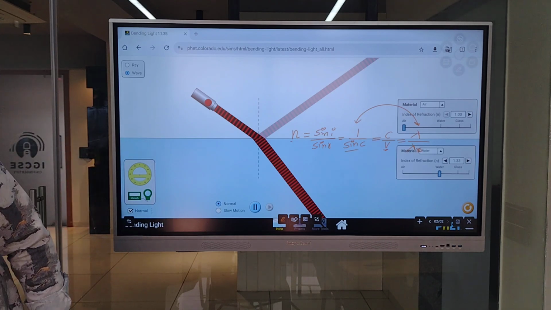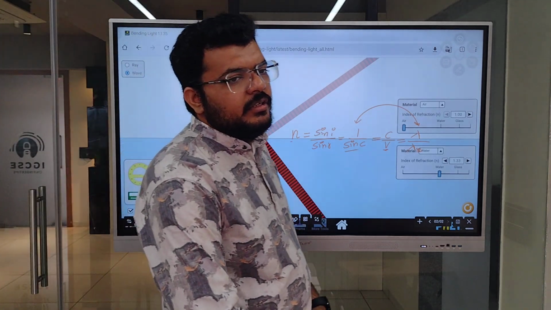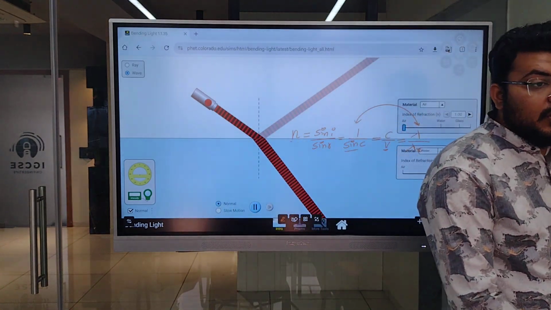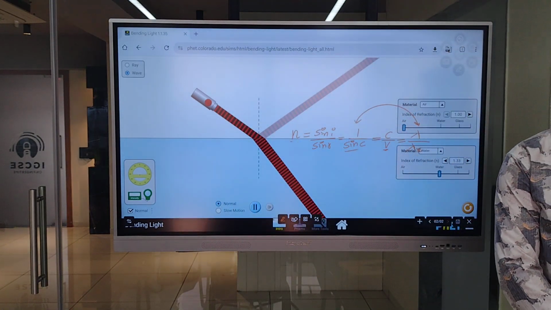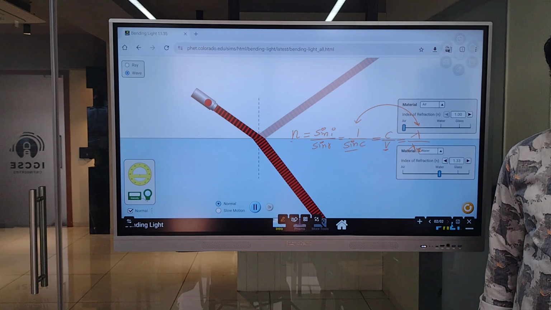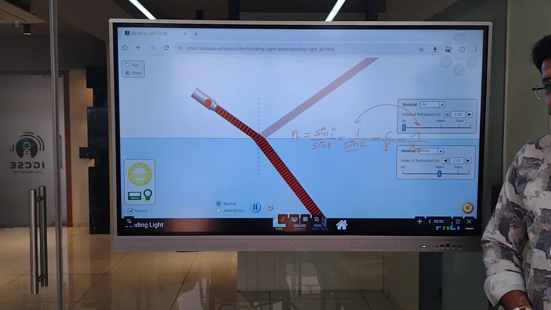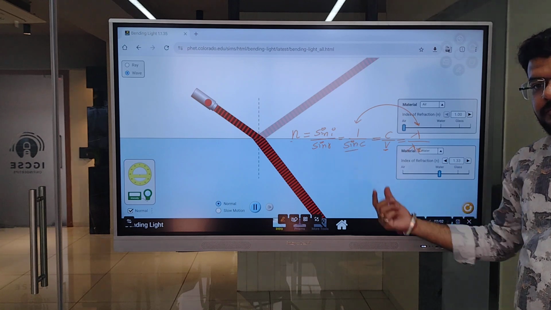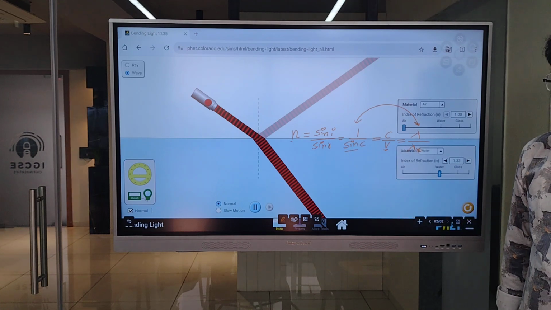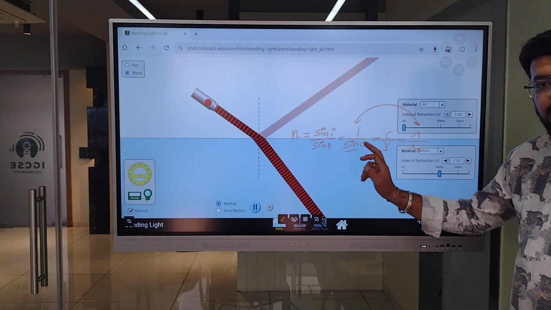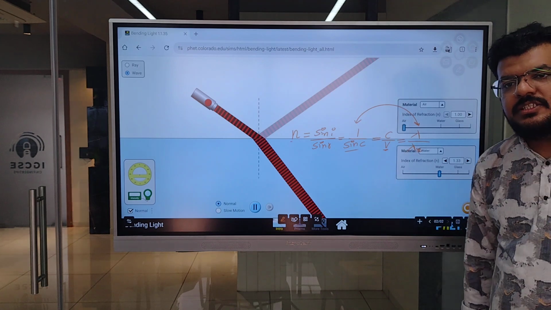Please note this much down, and we are going to discuss a lot about total internal reflection in the coming classes. Okay? 1 upon n is equal to sin C. No, n is equal to 1 upon sin C, so 1 upon n is equal to sin C. Yes. Okay.